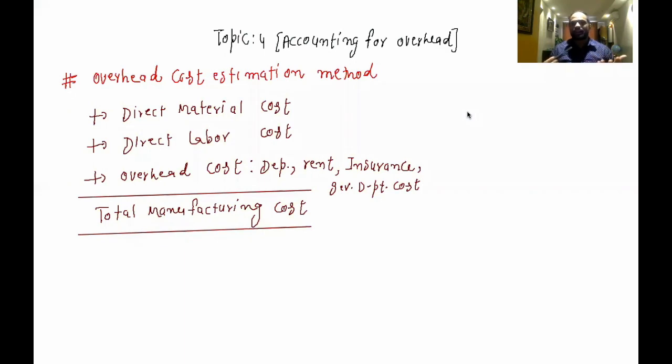So material and labor are easy to estimate, but overhead cost is not easy to estimate. So that's why the question is, how can we estimate this overhead cost? How can we calculate the overhead cost of this pen? We can find out the total overheads, but how can we estimate the overhead needed to make this pen, right? So in order to estimate overhead cost, we have two methods.